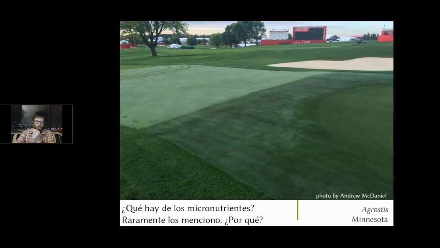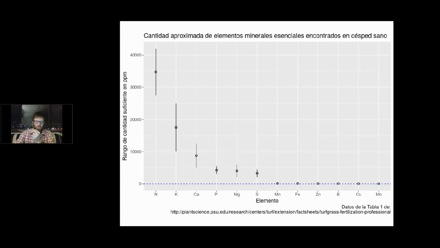Well, there's a good reason, because if you look on this chart, I've shown on the y-axis from 0 to 40,000 parts per million, this is the concentration of nutrients in healthy grass leaves, and this is based on data from Pennsylvania State University. I put the link at the bottom of the slide that shows where you can find that data. It's an excellent guide, I think a professional turfgrass manager's guide to fertilization, they call it. And this is the normal nutrient levels in healthy leaves.